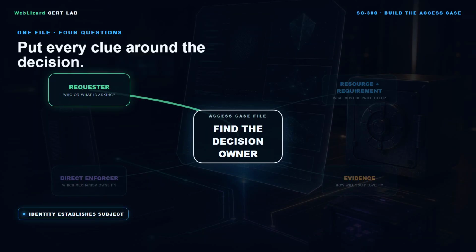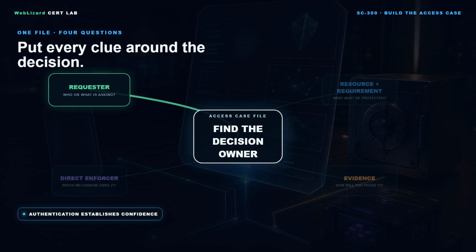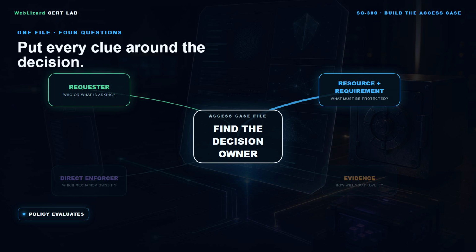You are the identity administrator for this fictional case. Put every clue into one access file. Who or what is requesting? Which resource and requirement matter? Which mechanism directly enforces that requirement? What evidence would confirm the outcome?